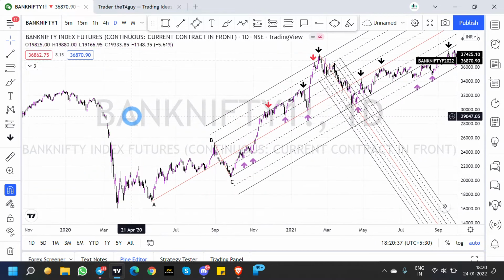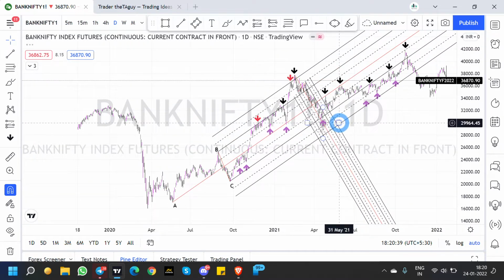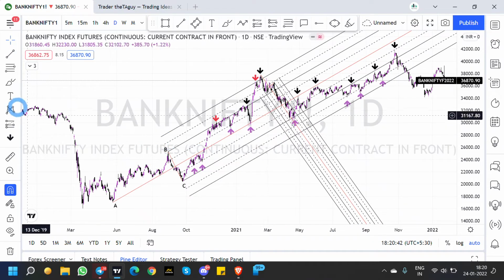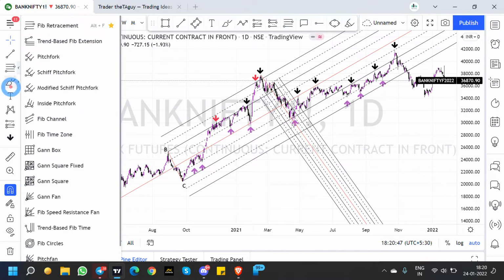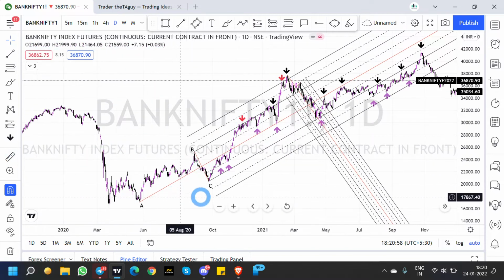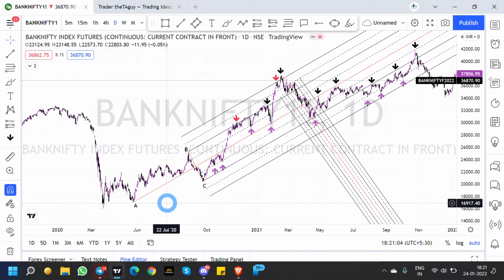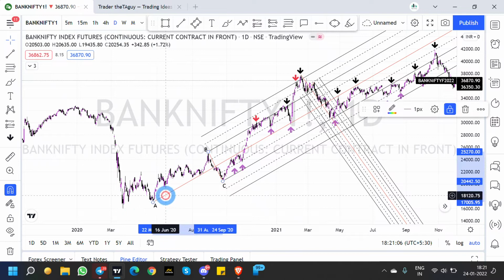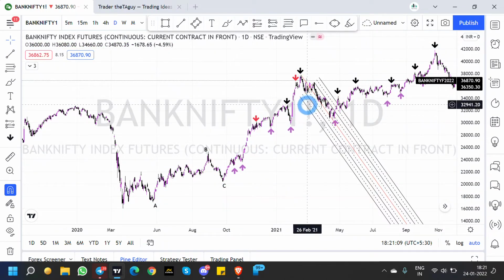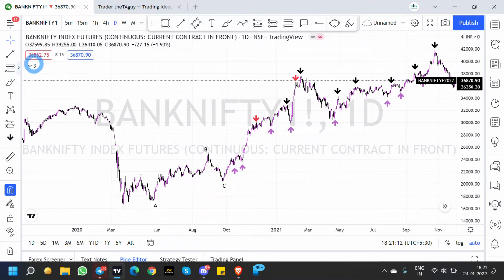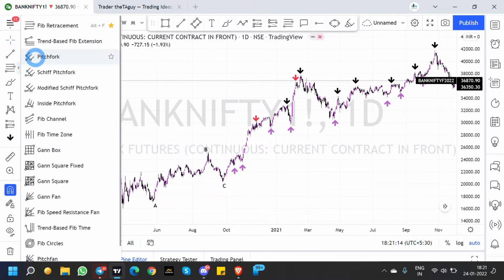So to make a pitchfork, we have to first identify a trend. There are four other types of pitchfork, but we will be focusing on the normal one only, the original one. These are the four types: pitchfork, skiff, modified case, skiff, and inside pitchfork. So let's begin with the original one only. For the original one, you have to identify a trend, and you have to start your pitchfork from the first low of the trend only. So let's make it.